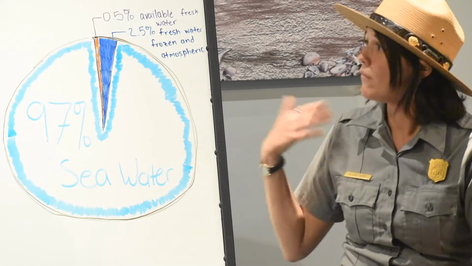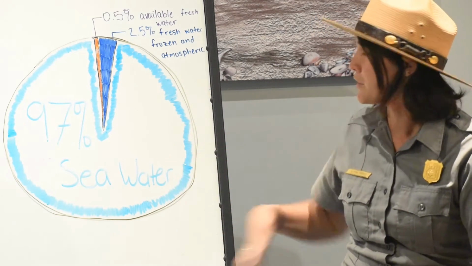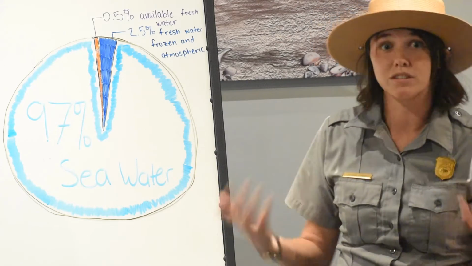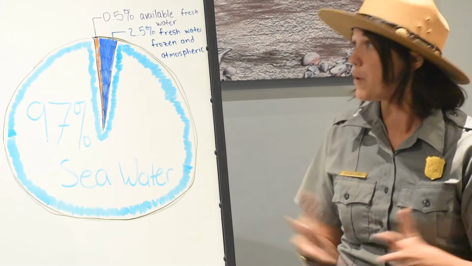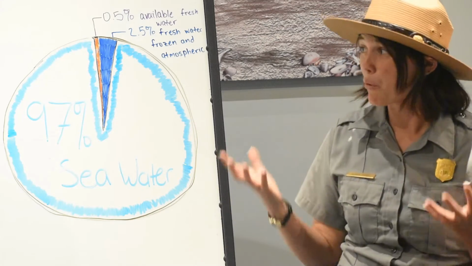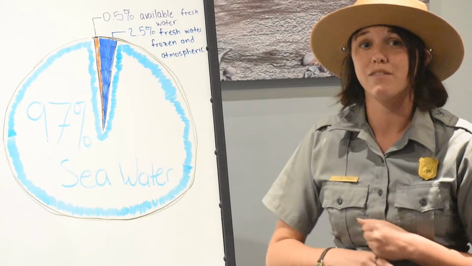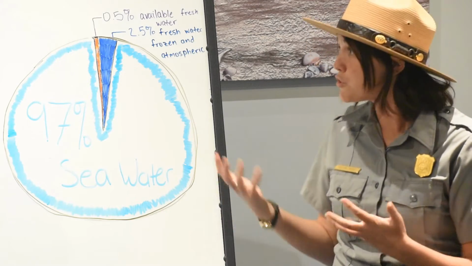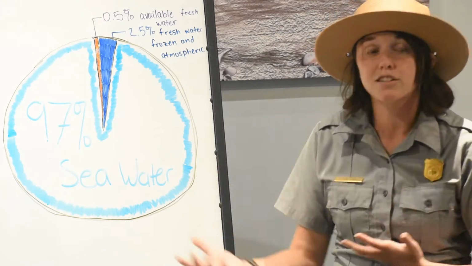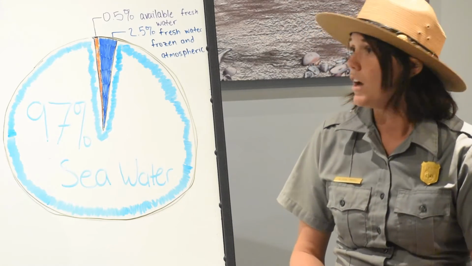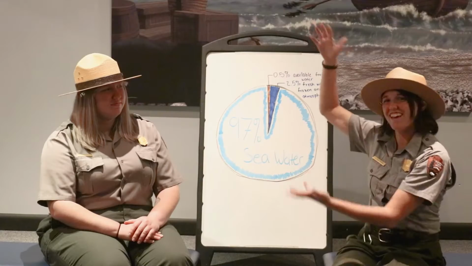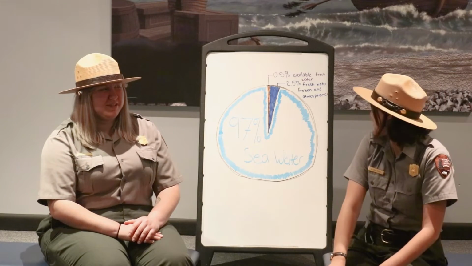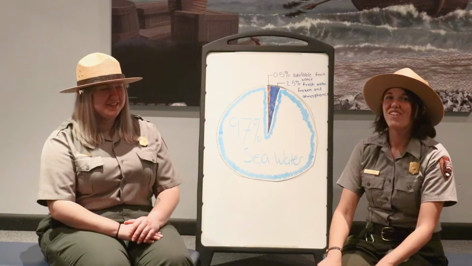So of the water that's left over, there's only about 3% that's fresh water, which is the water that we can drink. But of that 3%, only 0.5% is drinking water that we can get to. The other 2.5% is found in glaciers, ice caps, icebergs, and in the air. So all the water that's in our clouds as well.